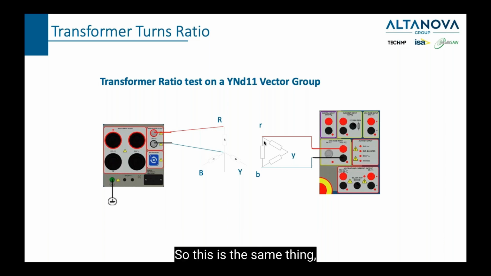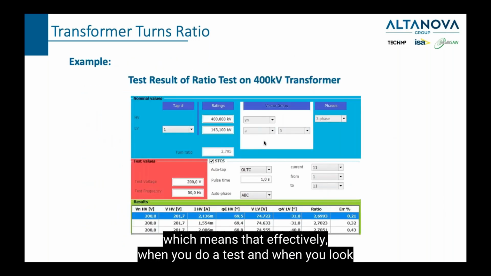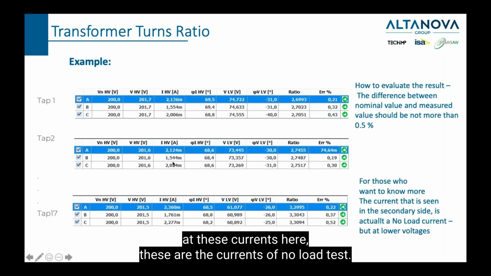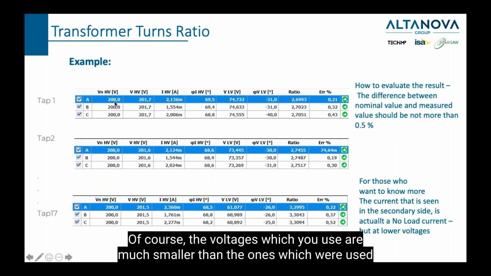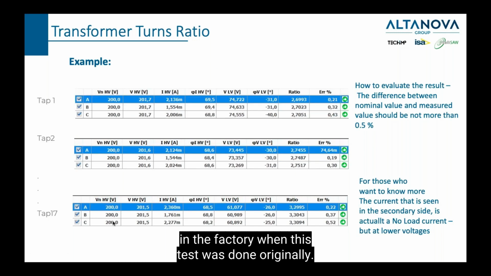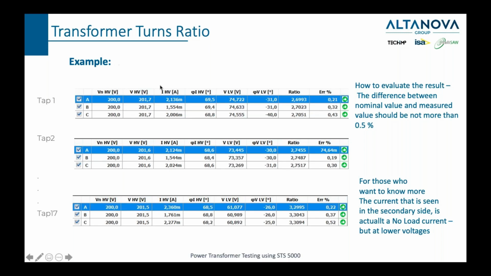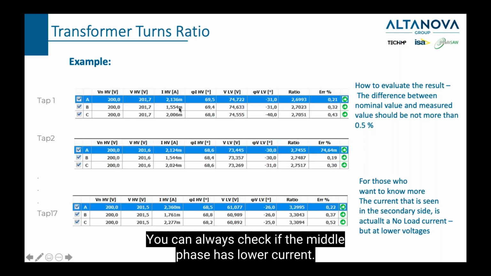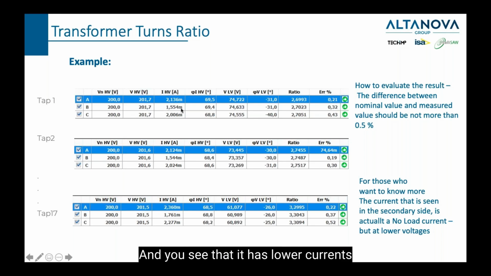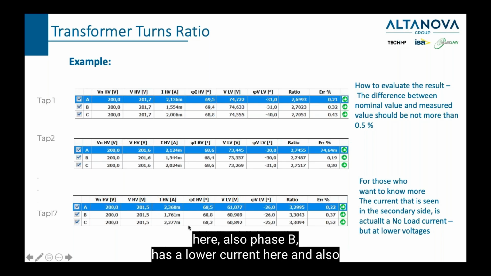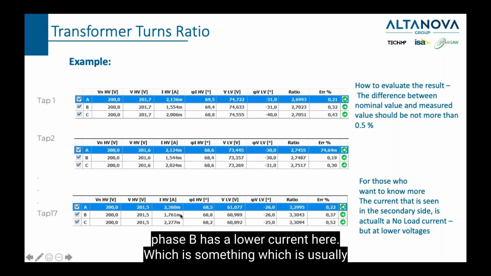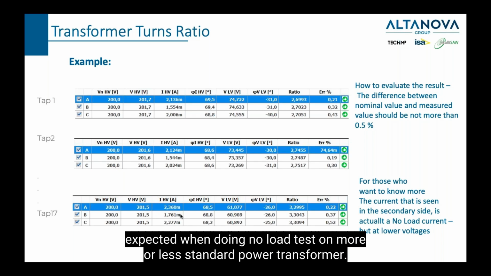So this is the same thing, which means that effectively when you do a test and when you look at these currents here, these are the currents of no-load test. Of course, the voltages which you use are much smaller than the ones which were used in the factory when this test was done originally, so you cannot effectively compare the results. But you can do another thing. You can always check if the middle phase has lower current. And you see that it has lower current here. Also, phase B has a lower current here. And also, phase B has a lower current here, which is something which is usually expected when doing a no-load test on more or less a standard power transformer.